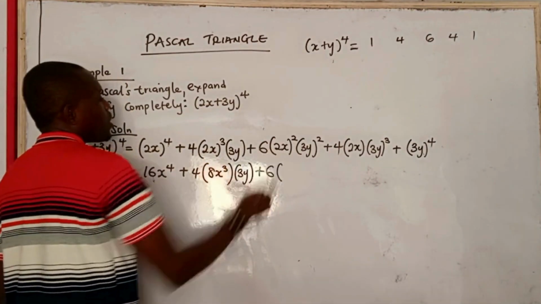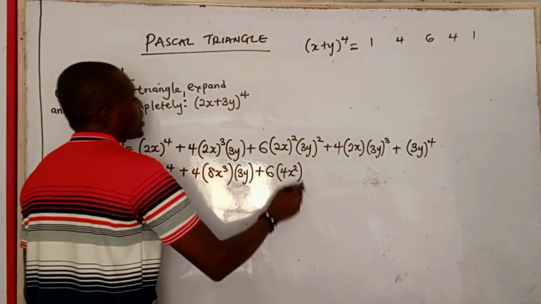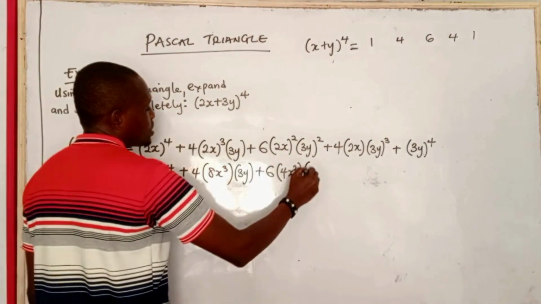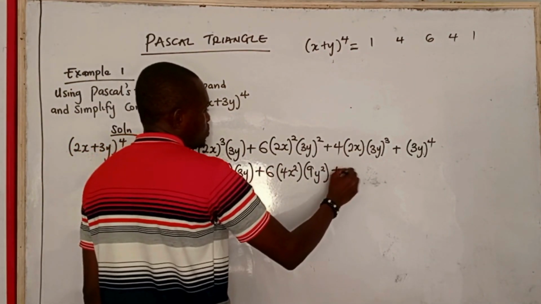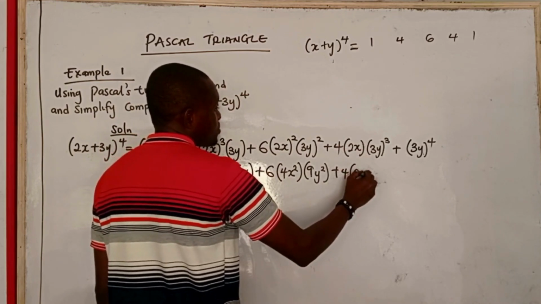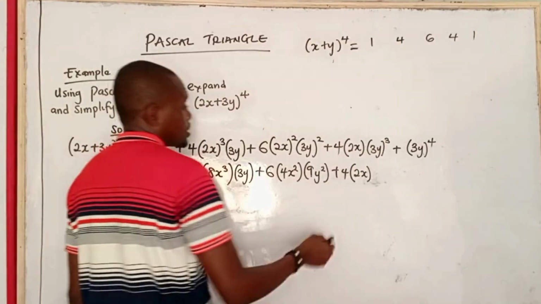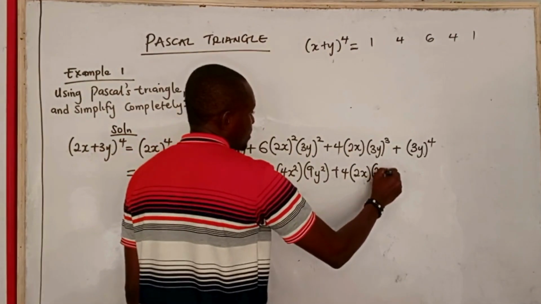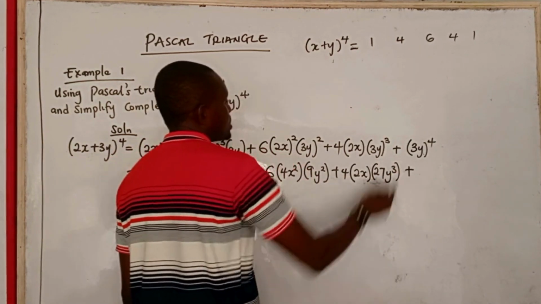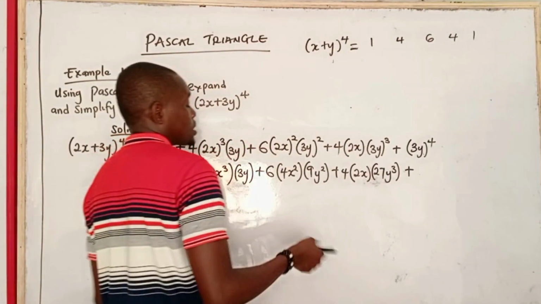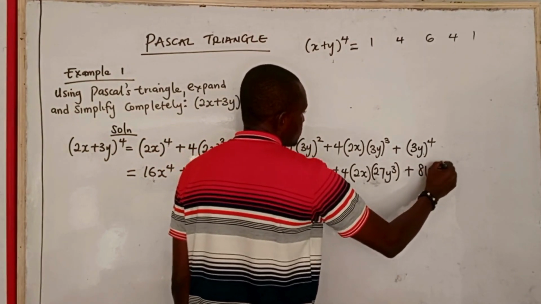Then we have 6. We now have 2 to the power of 2, that is 2 times 2, which will give us 4. Then we have x squared. And then 3 to the power of 2 is 3 times 3, which will give us 9. And then we have y squared. And then here we also have this. Then 2x will remain because the power there is 1. And then 3 to the power of 3 means 3 times 3 times 3, which will give us 27. And then y will take the power of 3. And then the last one is 3 to the power of 4, which is 3 times 3 times 3 times 3, which will give us 81, and y will take the power of 4.